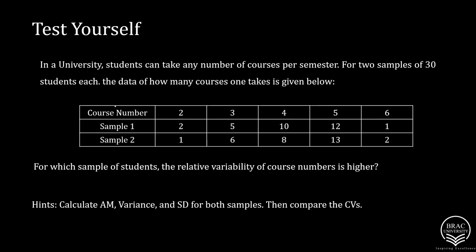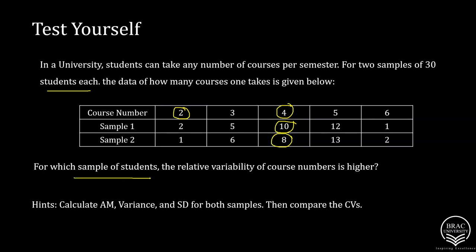So let us see an example. In a university, students can take any number of courses per semester. For two samples of 30 students each, the data of how many courses one takes is given below. That is, course number 2 is taken by 2 students from sample 1 and 1 student from sample 2, and course number 4 is taken by 10 students of sample 1 and 8 students of sample 2, and so on. 2, 3, 4, 5, 6, there are 5 courses.